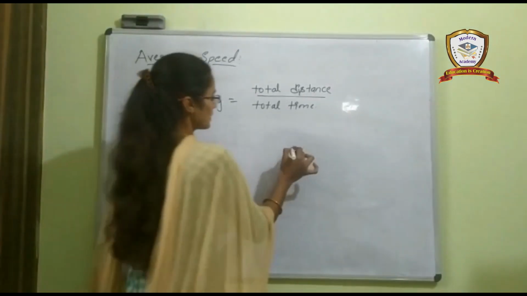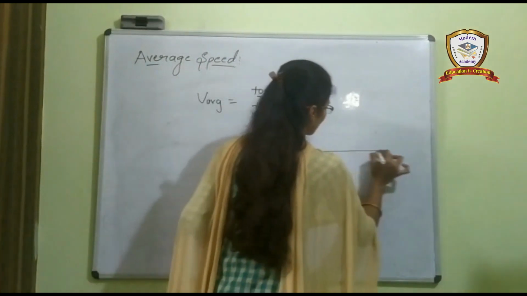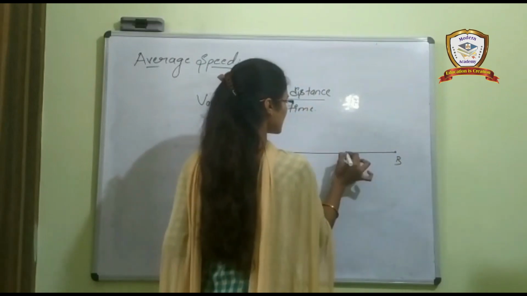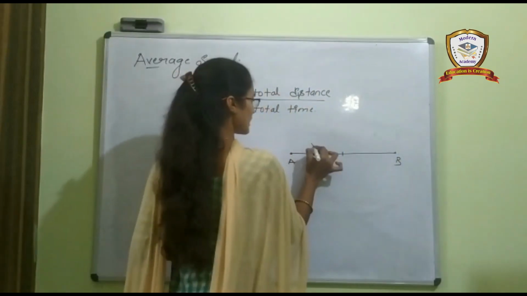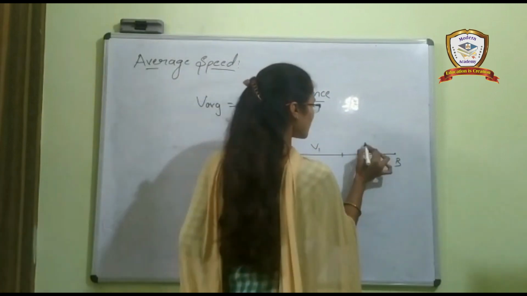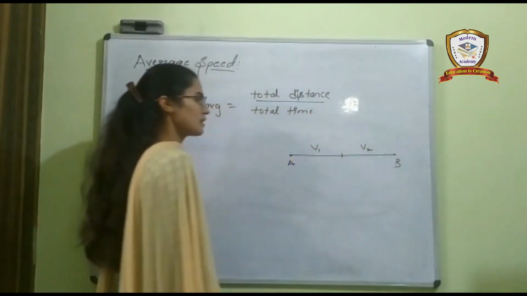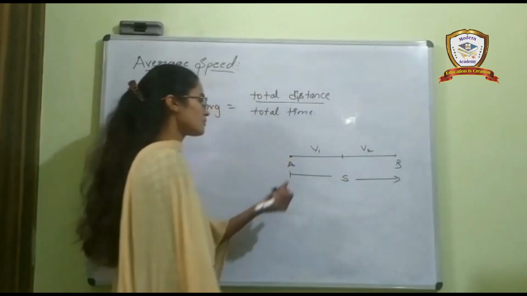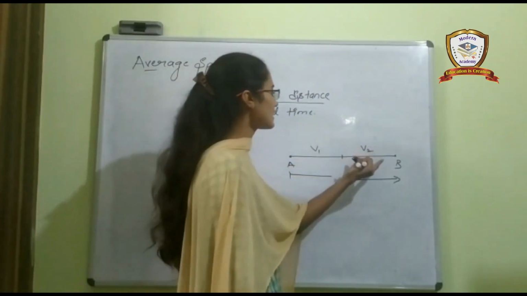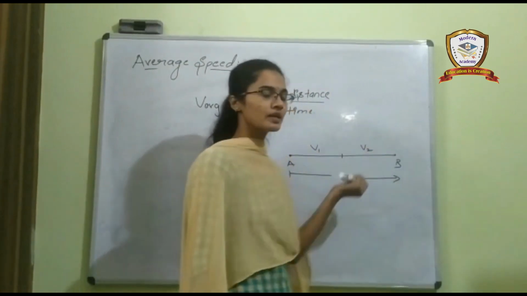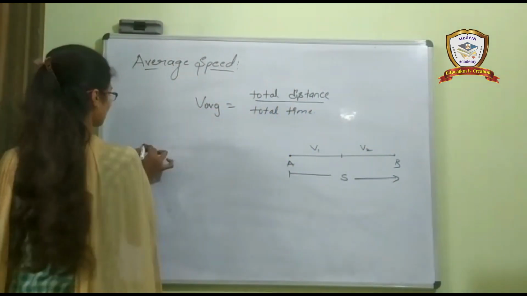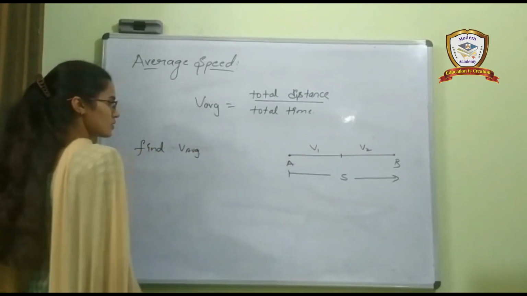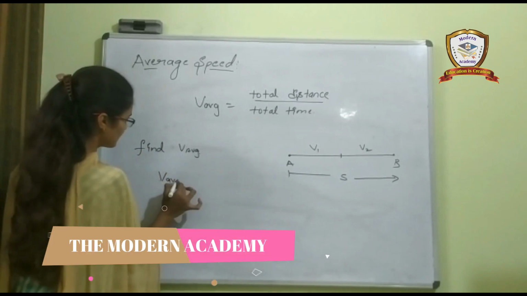For example, a body travels between 2 points, that is A and B. First half of the distance moves with velocity V1 and second half of the distance moves with velocity V2. So this total distance is S. Find average velocity. Find V average.